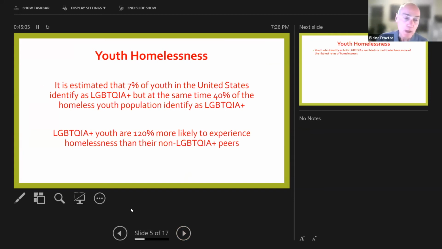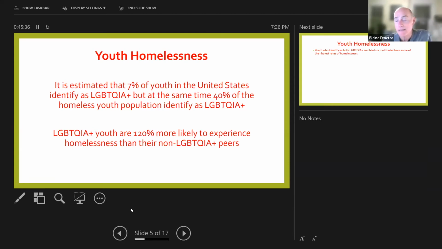Sure. One in 10 young adults between the ages of 18 and 25 experience some form of unaccompanied homelessness over the course of a year. So when you look at this age group, the age where they can be aging out of foster care, 10% of them are going to experience unaccompanied homelessness over a year.